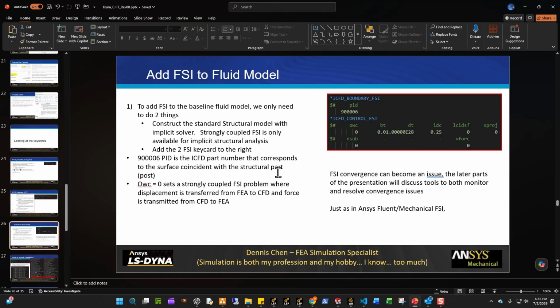We can also look at the FSI interface. So interesting enough, for a conjugate heat transfer, the FSI control card also needs to be included, right? And that's what tells the problem that you're doing a coupling analysis. So interestingly, that's also something we will have to do to include. So this is a copy paste from my previous ICFD control FSI keyword that we can also look at here.